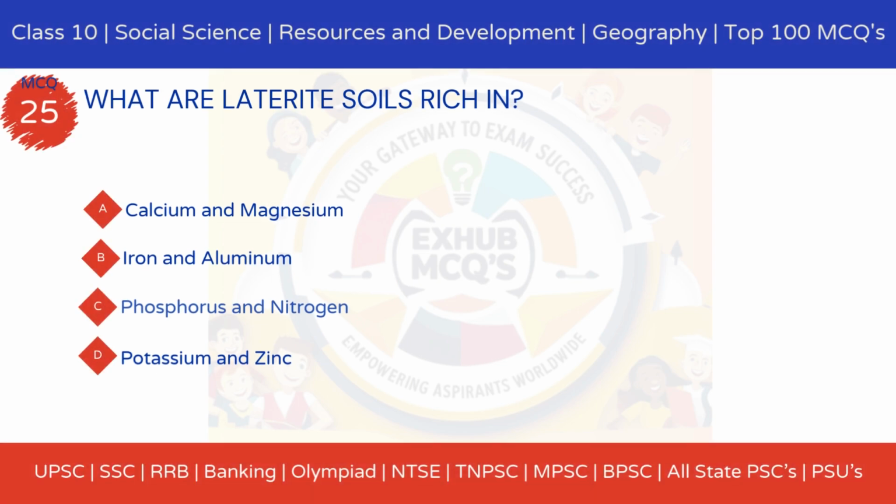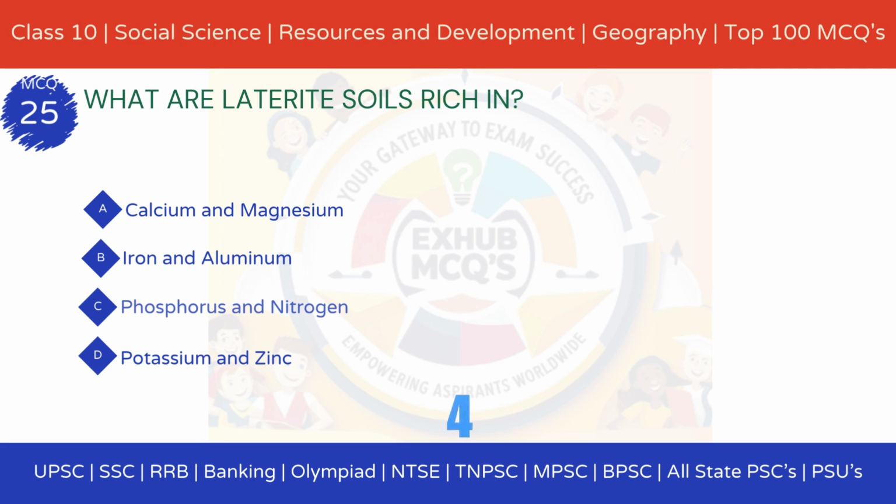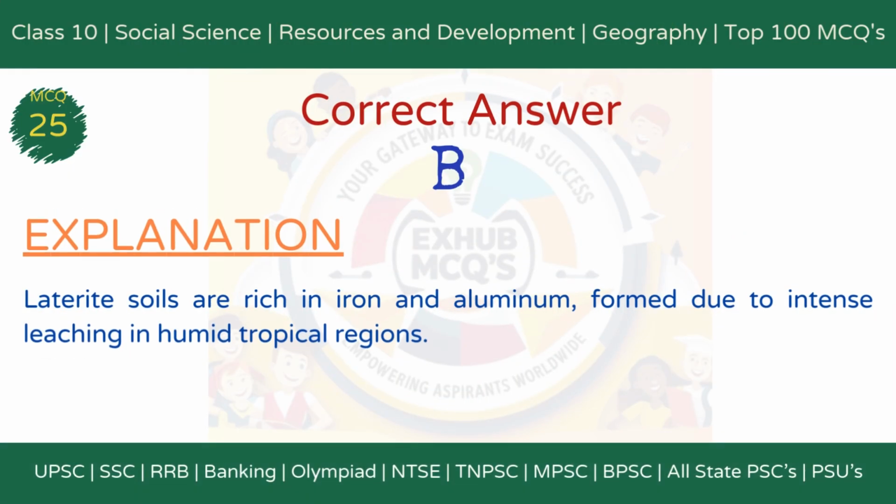MCQ 25. What are laterite soils rich in? Option A, calcium and magnesium. Option B, iron and aluminum. Option C, phosphorus and nitrogen. Option D, potassium and zinc. The correct answer is option B, iron and aluminum. Explanation. Laterite soils are rich in iron and aluminum, formed due to intense leaching in humid tropical regions.